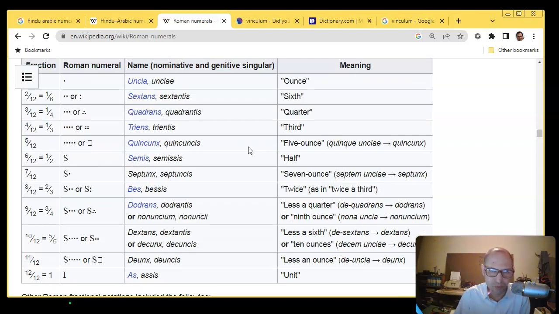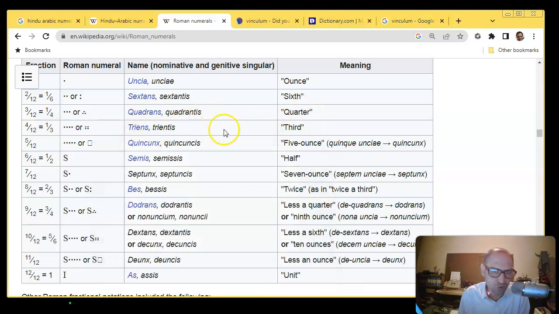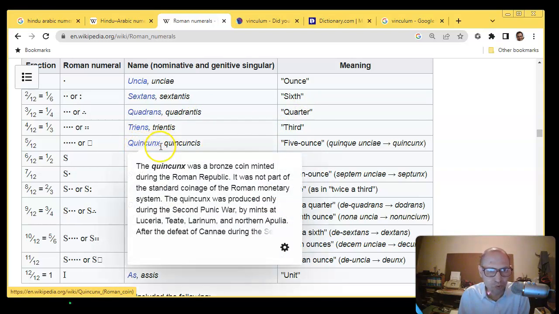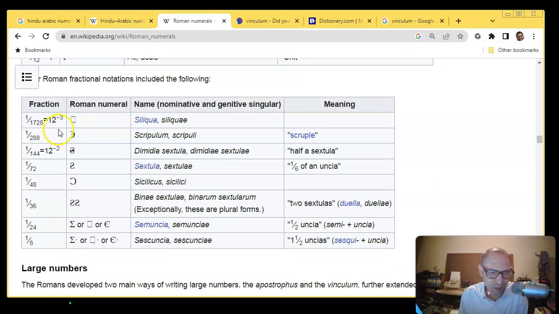Although if you go through them, some words you would find interesting. For example, uncia, if that's the correct pronunciation, is most probably where today's word ounce comes from. Sextans is again one of the words they used. Quadrans is a quarter. Triens is the third. Quincunx is five ounces, for example. If you're interested, you can take a look, and you see they have their own notation for 1/1728 or 1/288 or 1/144 and so on and so forth.